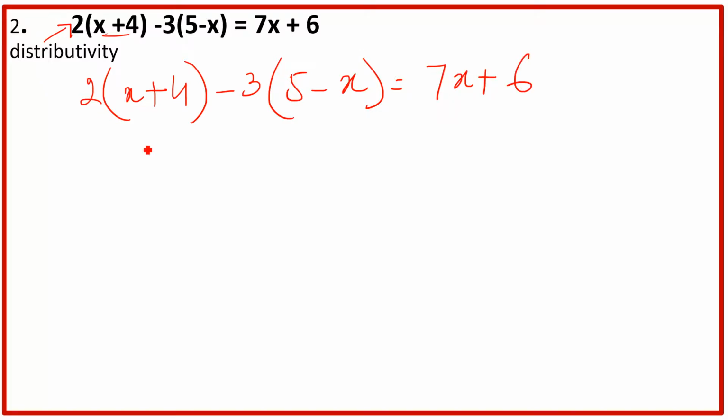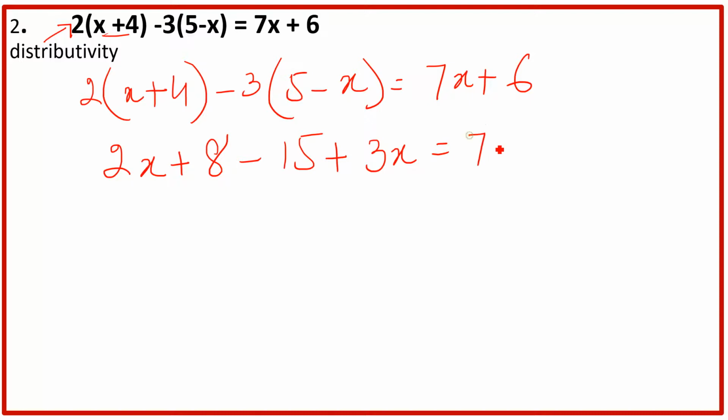So 2 multiplied by x is 2x, 2 times 4 is 8, minus 3 times 5 is 15. This minus minus will be plus. 3x is equal to 7x plus 6. Now what we have to do, see, we have this x, we have this x, and we have this x. So all the x's we will transpose to one side. Usually we transpose the variable to the left hand side, and all the constants we will transpose to the other side. So see, it is already there, sign will not change.